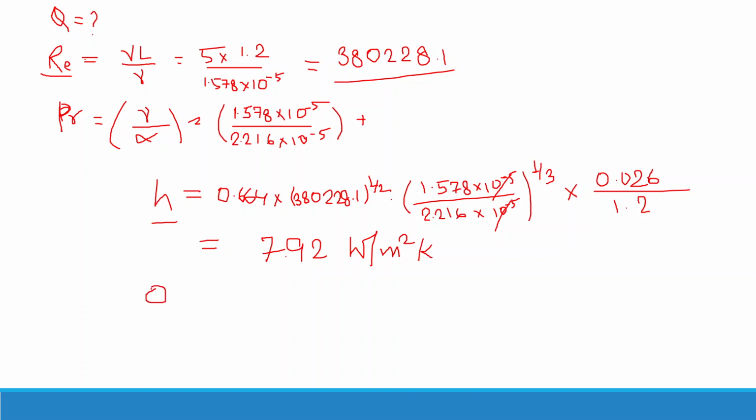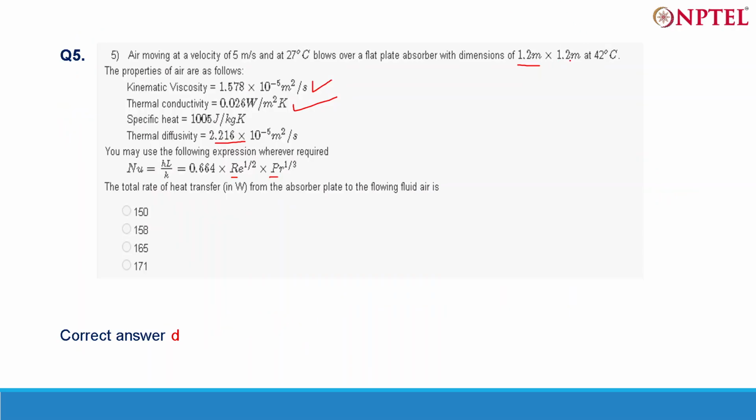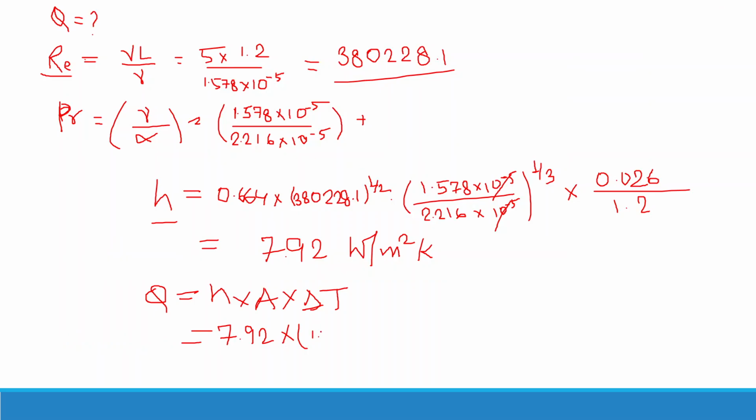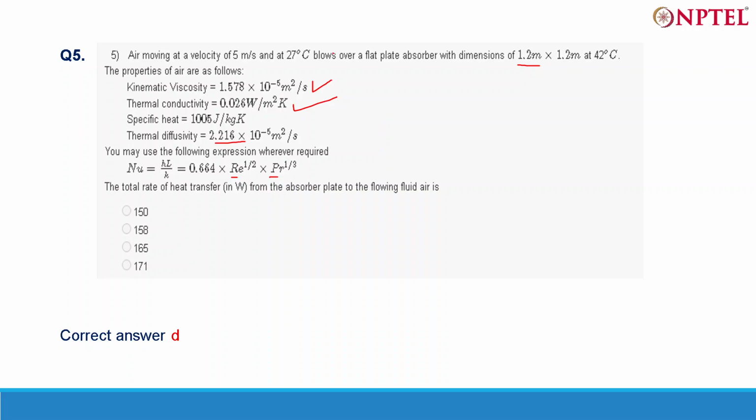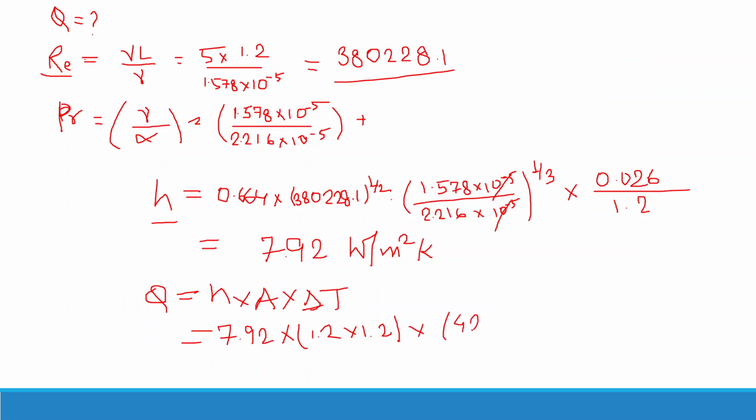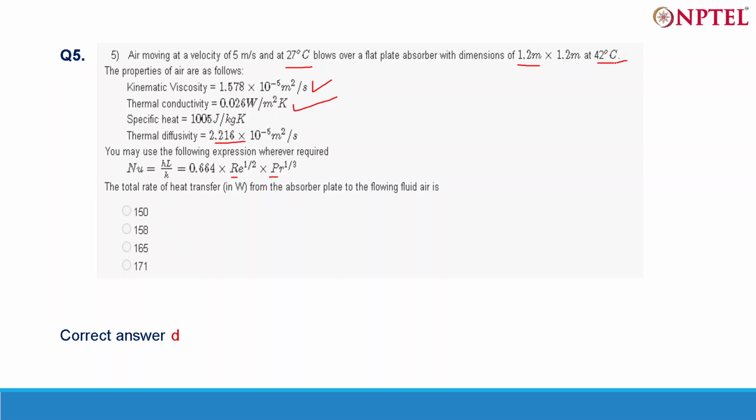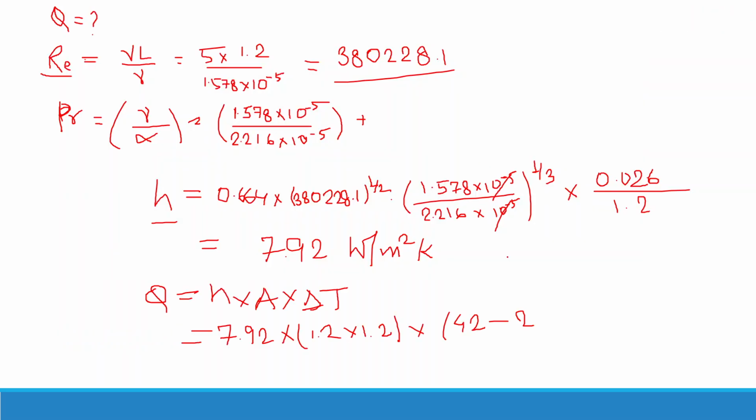So Q is basically H into area into delta T, the temperature difference. You know H, 7.92, you know A, 1.2 into 1.2, that is area, length into breadth, and delta T is basically we have 27 degrees Celsius. Okay, and how much do we need? Let the observer temperature be 42. So 42 minus 27. Okay, this is how we got it. So 42 is the observer temperature and 27 is the air temperature. Calculate it. How much is it coming?